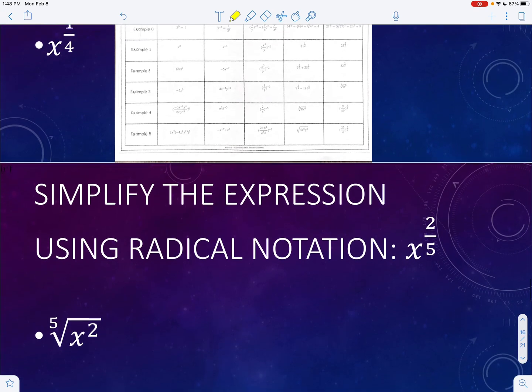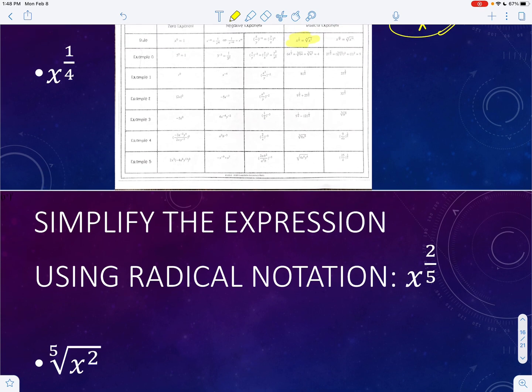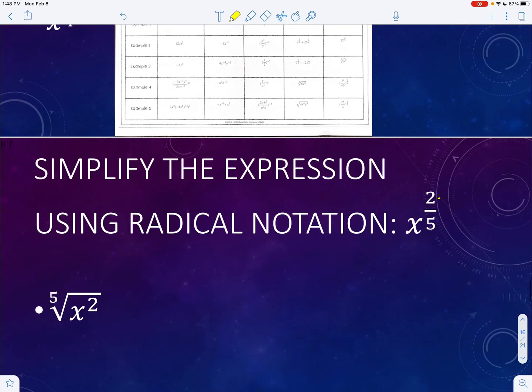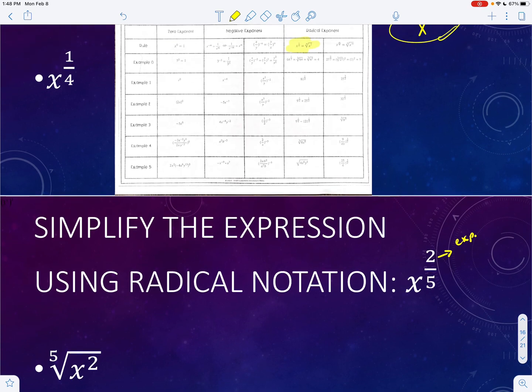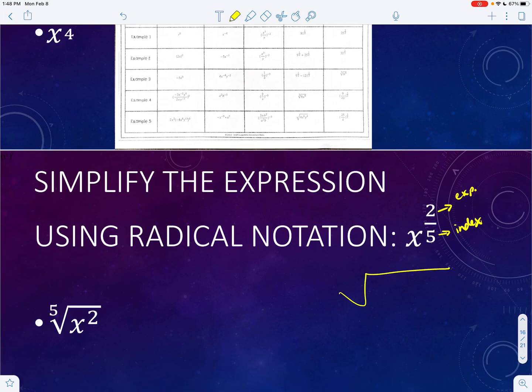For the next problem, we have something similar, where we have x to the 2 over 5. And it says simplify this expression using radical notation. So now we're going to turn it into a radical. Remember, we just said that our numerator is the exponent part of our radical, and our denominator is what we call the index of our radical. So we have this radical, our base is x, our index is 5, and our exponent is 2. And we're done with it.